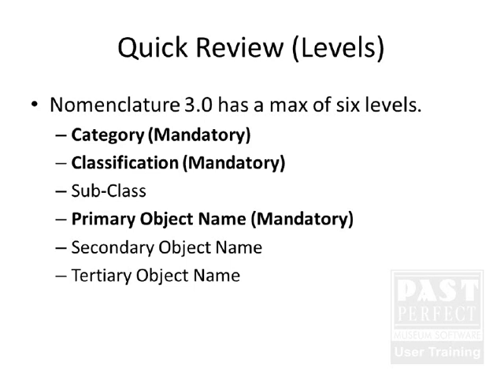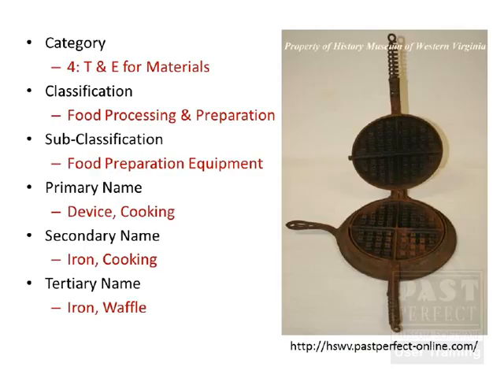There is no such thing as an item that has a secondary object name but not a primary object name. There's nothing in the nomenclature where you would have a secondary name that isn't grouped underneath a primary name. Think about tables and an end table. A table would be the primary object name. The secondary object name would be an end table.